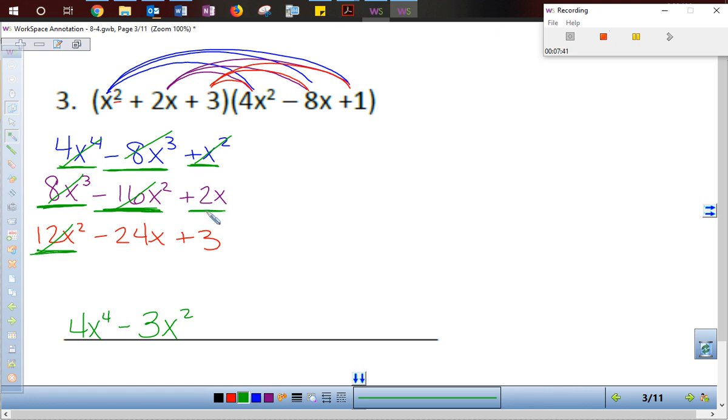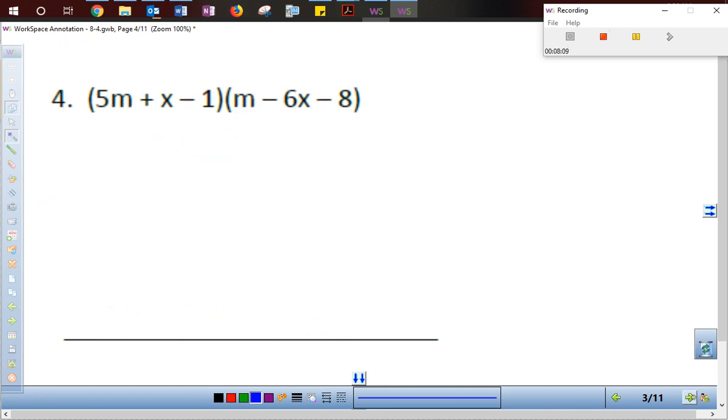Next, I see a positive 2x, and on the last row there's a negative 24x that I can combine that with. Negative 24 and positive 2 gives me a negative 22x. And then finally, I see a positive 3 down here that I can add on. Let's see if it's in standard form. Degree of 4, degree of 2, degree of 1, and degree of 0. Remember, even though it's missing that degree of 3, it's still in reverse numerical order, so it's okay.